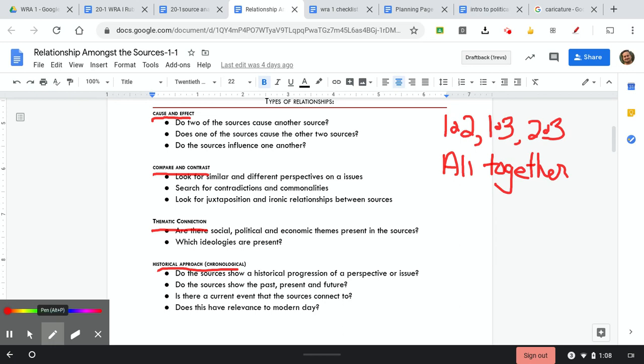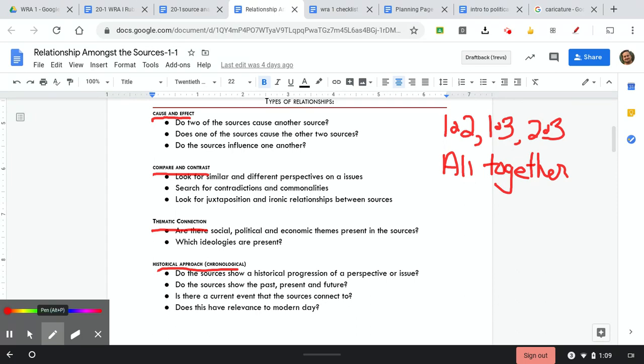The next one is a thematic connection. Are there social, political, and economic themes present in the sources? Which ideologies are present? Maybe source 1 and source 2 are both anti-globalists. Or maybe source 2 and source 3 are both ultranationalists. These are the things that you want to be identifying, and that would be a thematic connection.